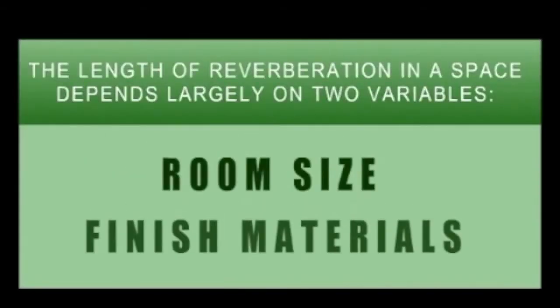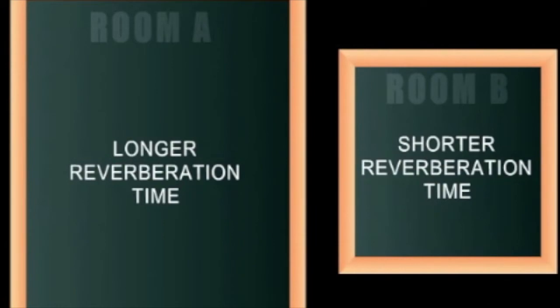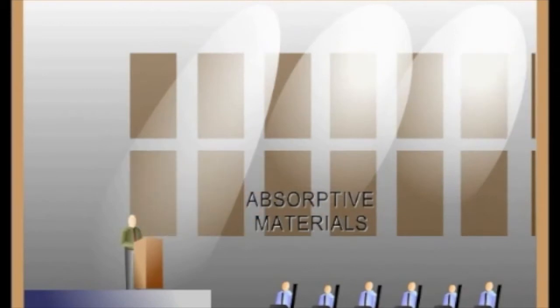The length of reverberation in a space depends largely on two variables: room size and the finished materials in the space. Normally, the larger the room, the longer the reverberation time will be. The RT60 can be modified by installing soft absorptive materials in the space that have a moderate to high absorption coefficient.